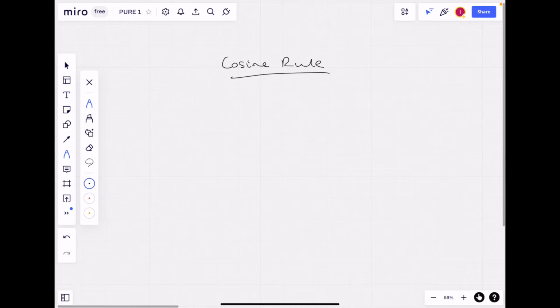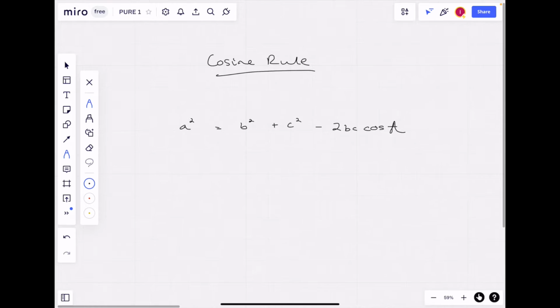The cosine rule is something that you've definitely come across in GCSEs. It looks similar to Pythagoras, except now you've got minus 2bc cos A, where capital A is the angle. Here's what I want you to do. Can you rearrange that equation for cos A, please?